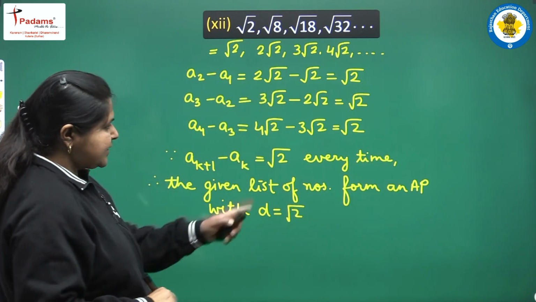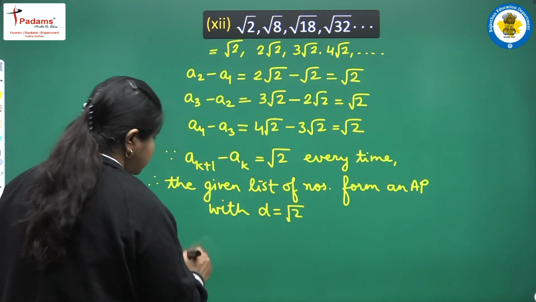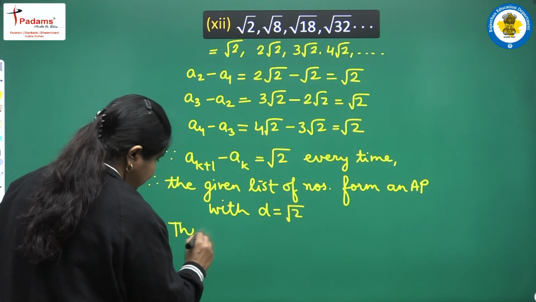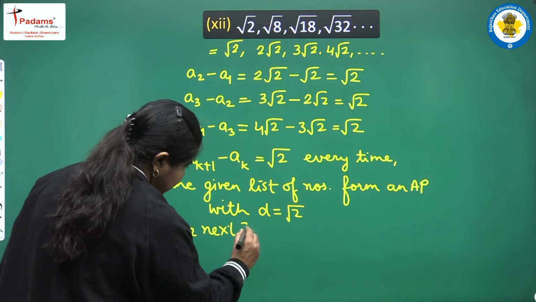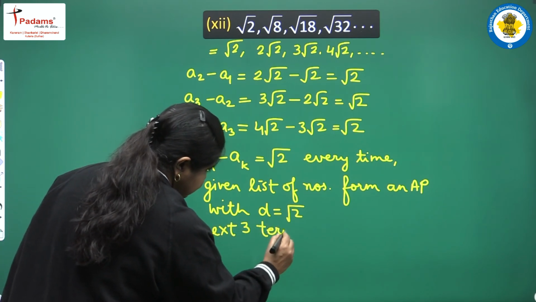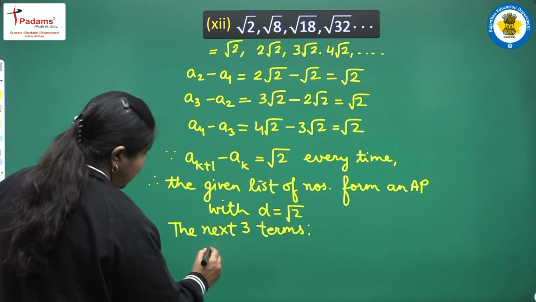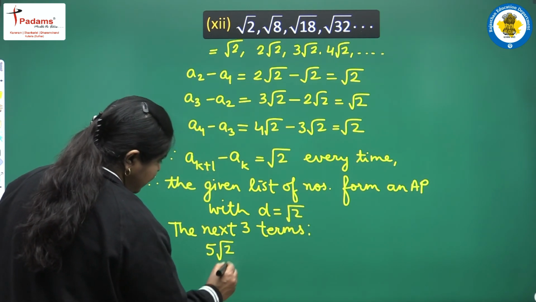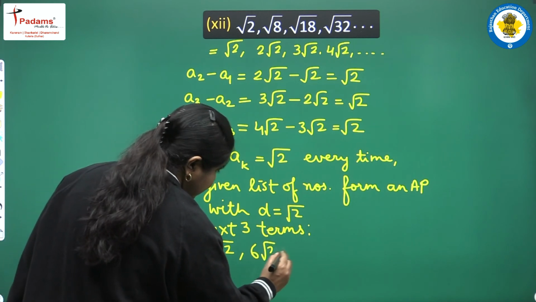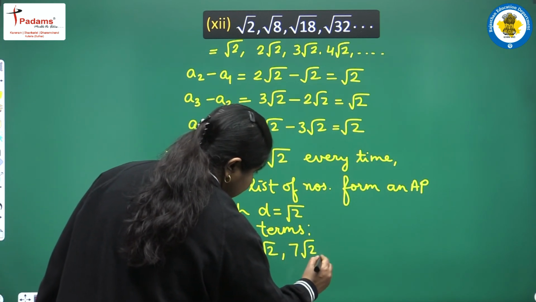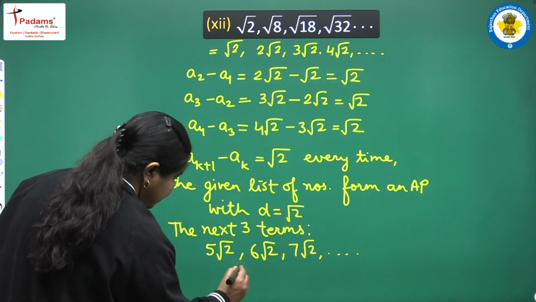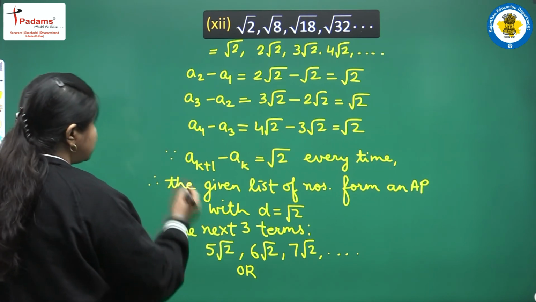Therefore the given list of numbers form an AP with D equal to root 2. And now the next 3 terms, what will they be? 4 root 2 है तो अगली टर्म होनी चाहिए 5 root 2, फिर 6 root 2, फिर 7 root 2 and so on. Or we can write it as 5 root 2 को कैसे लिखेंगे आप?